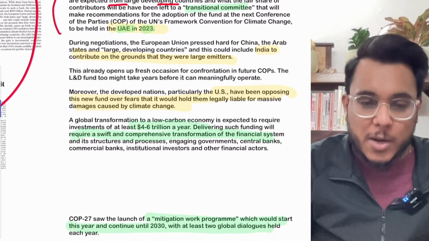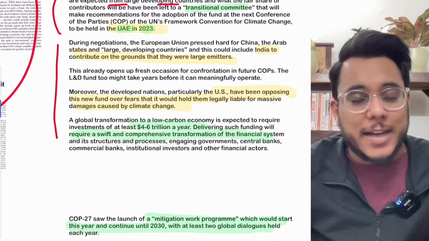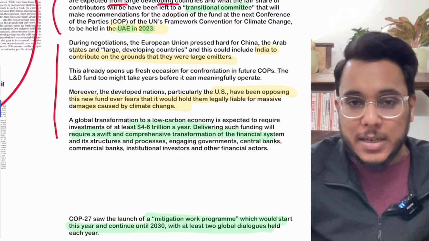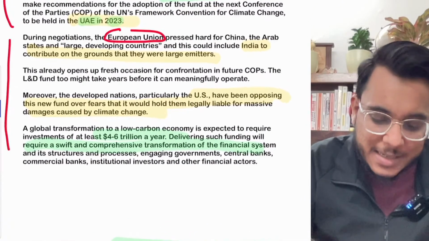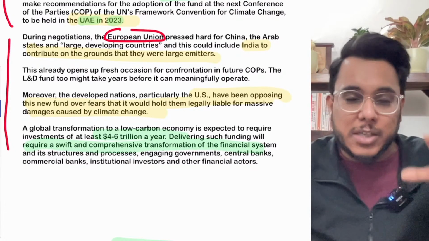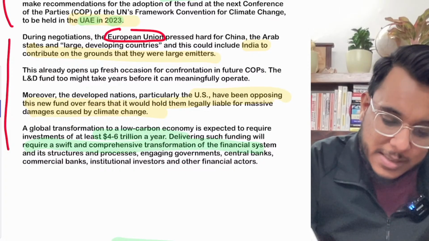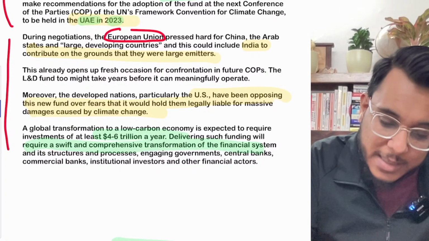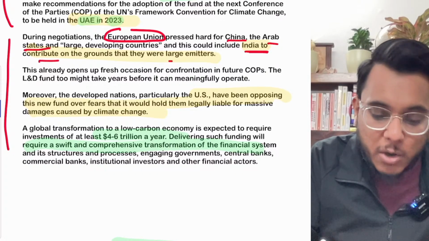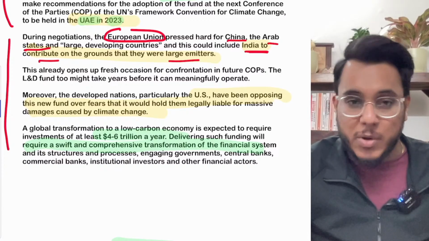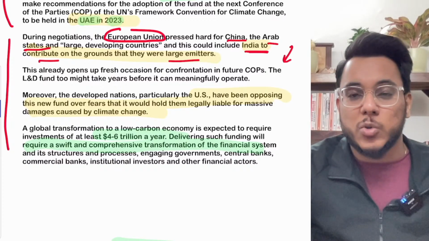Now understand this particular thing, guys. As this particular issue was going on, one more confrontation has emerged between the developed and the developing countries. The European Union had said that not only the developed countries should contribute into this L&D fund, rather developing countries such as China, Arab states, even India should contribute because they are large emitters. Clear? India happens to be one of the largest carbon emitters. So they said that they should also contribute to this fund.